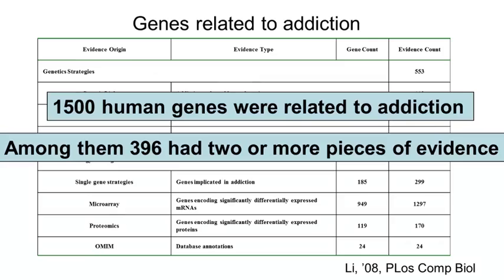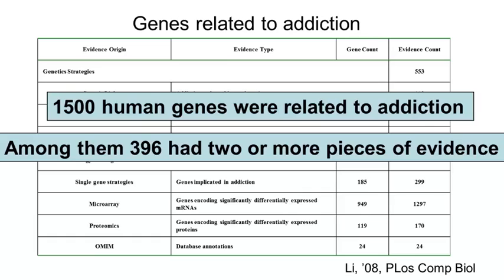Based on this observation, we decided that in order to get a comprehensive picture of addiction, we need to integrate gene sets from different types of experimental approaches. This resulted in a set of 1,500 genes. Because there may be noise in this large gene set, we selected a subset of 396 genes that were supported by 2 or more evidences.